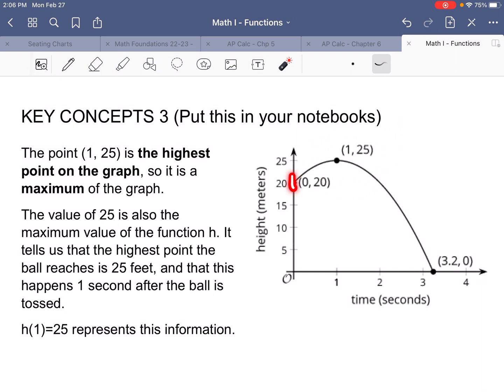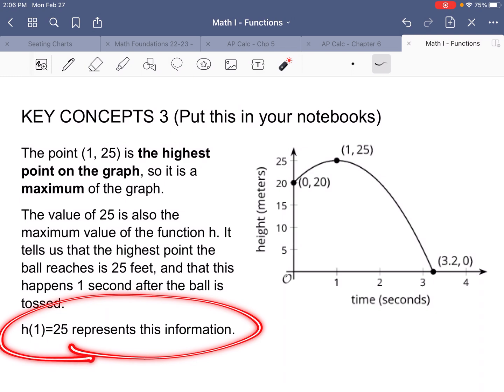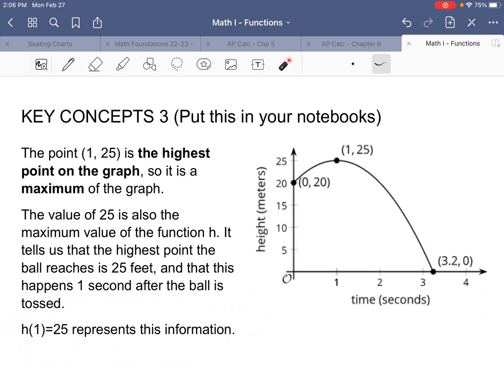So somebody threw this up in the air and then it came back down again. Probably off of like a building or a cliff or something like that. So the value of 25 is the maximum value of the function. It tells us the highest point is 25, and it gets there after 1 second. And we can say h of 1 equals 25 to represent all of that information. This right here by itself doesn't actually tell you it's a maximum, but what you could say is there's a maximum of 25 at t equals 1 or something like that.